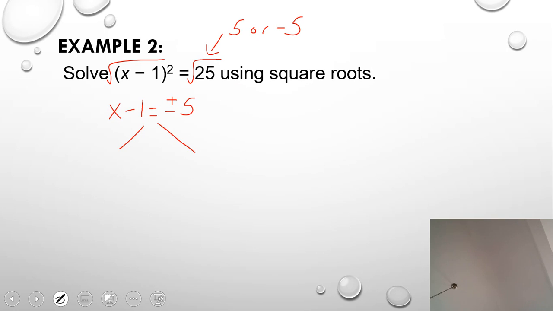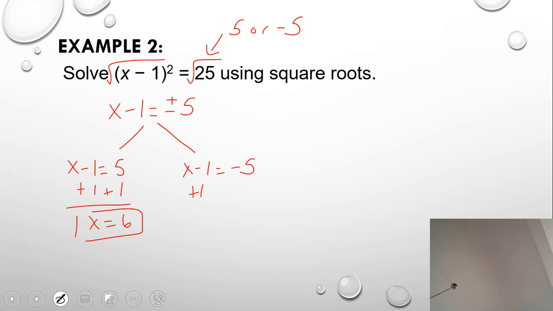So let's write our two cases here now. x minus 1 equals positive 5. x minus 1 equals negative 5. Here I can add 1 to both sides. We're going to get a solution of x equals 6. Add the 1 over here. And I'm going to get a solution of x equals negative 4.